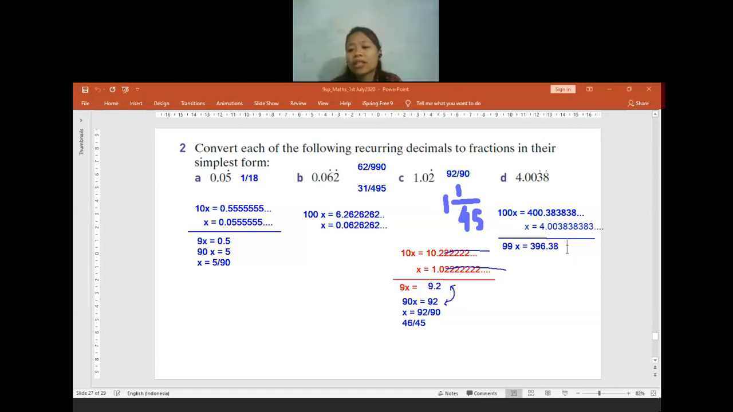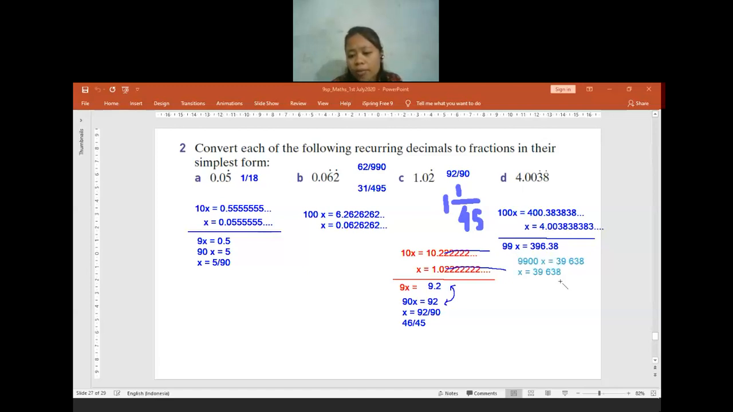No? How many digits are there behind the decimal? 2 digits. So to cancel out the decimal place, we will multiply the left side and right side by 100. So I will get 9,900x equals 39,638. Is it like this, or is there anyone who disagrees with this answer? x is equal to 39638 divided by 9,900.